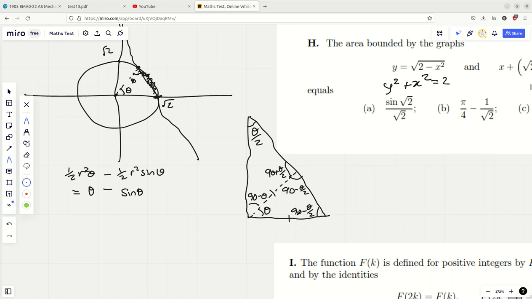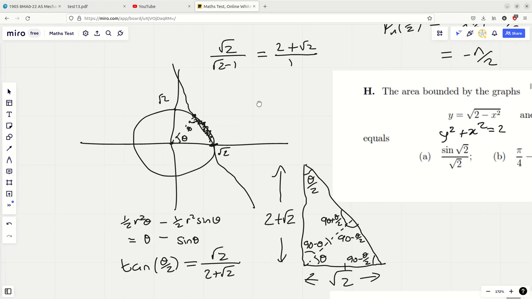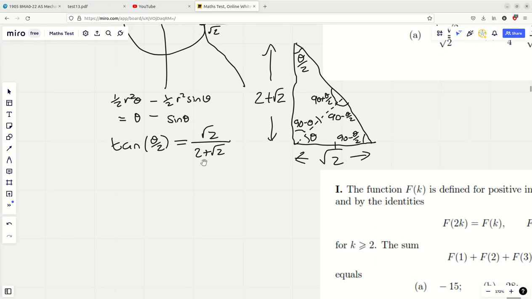At that point I was quite happy because I already know that this is 2 plus root 2 and this is root 2. So what I can do is say, okay, tan of theta over 2 is opposite divided by adjacent, so it's root 2 over 2 plus root 2. Then I used the double angle formula for tan to find what tan theta equals, because if I know what tan theta equals, I can definitely find sine theta. It's easy. So tan theta is 2 tan of theta over 2.